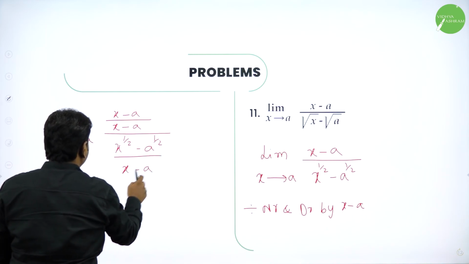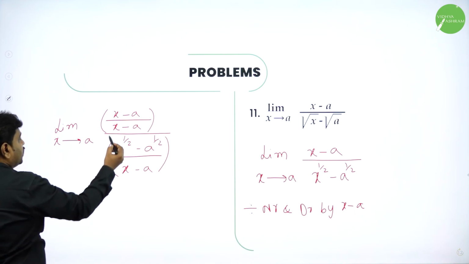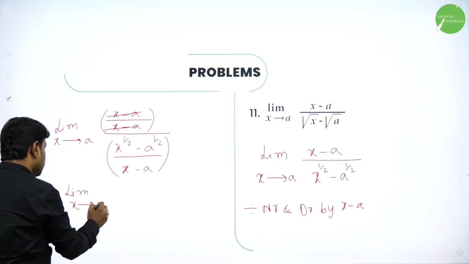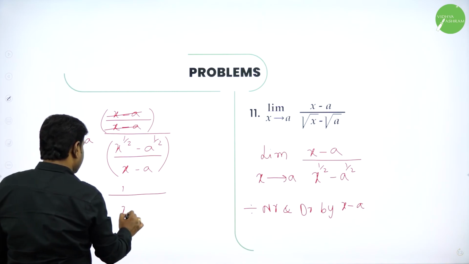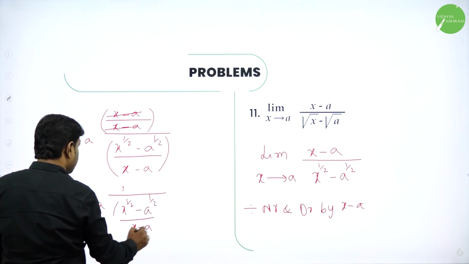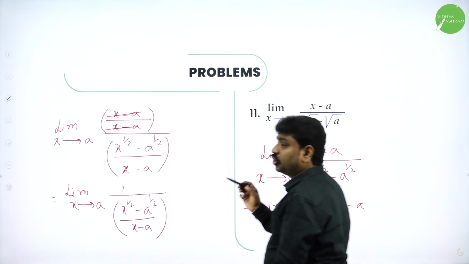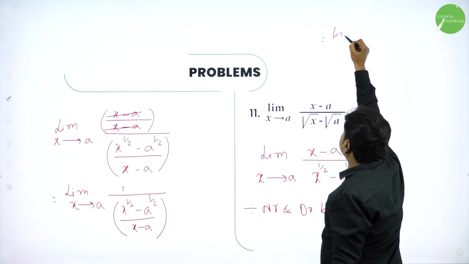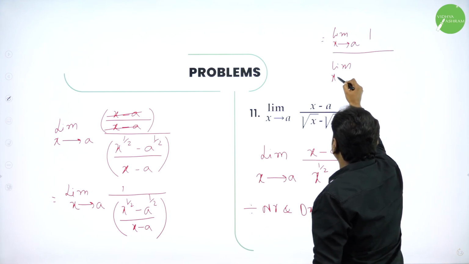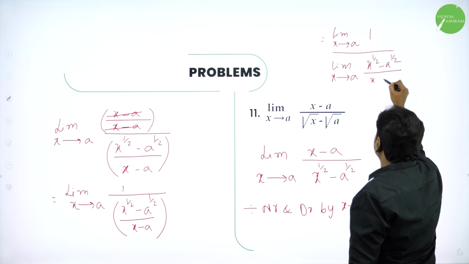Now you can apply limit separately for numerator and you can apply limit separately for denominator. Now numerator x minus a cancels. Numerator is just limit x tends to a, 1 divided by denominator is what? X power half minus a power half divided by x minus a. If you apply limit for numerator, we will get limit x tends to a 1, denominator limit x tends to a, x power half minus a power half divided by x minus a.